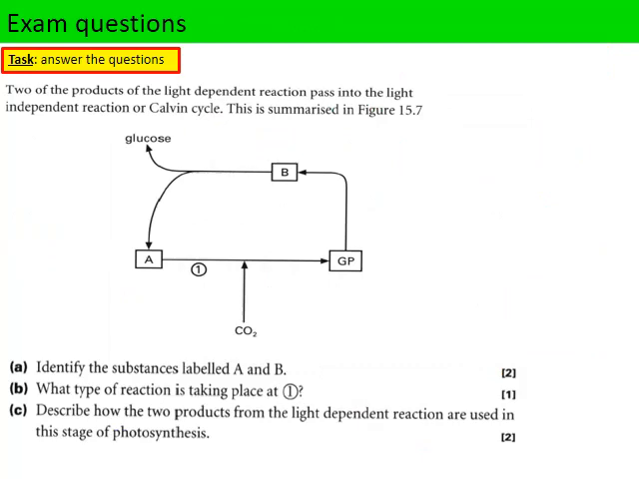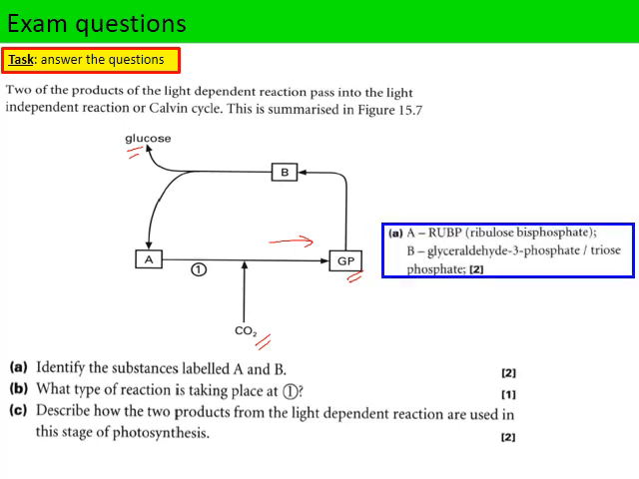Okay, one more exam question that we could have a look at about the Calvin cycle in the stroma of a chloroplast. Now the first question says, identify the substances labelled A and B. So first off, let's have a look and see what we've got and what we're given. So we know glucose is being made at the top. Now we know G3P is being made in this direction from left to right. And we know carbon dioxide is going to be a substrate in this reaction.